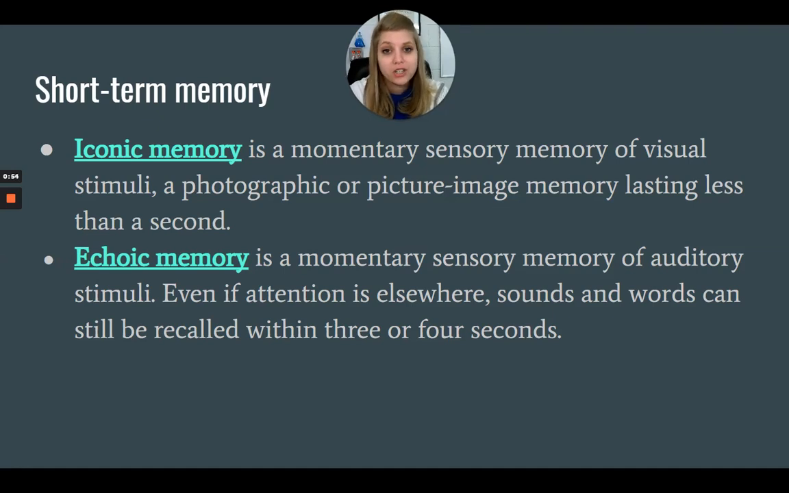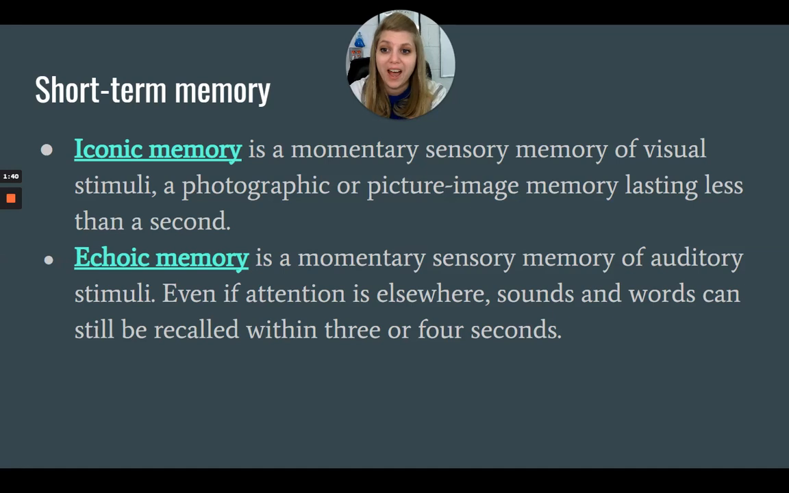So first of all, if we are talking about short-term memory, know that it is literally short-term. Okay, we are talking about a few fleeting seconds. This is momentary pieces of information. Short-term memory really has two major types, what we call iconic memory and echoic memory. Iconic memory is momentary sensory information of a visual stimulus. This is like that flash of something that you would see. That would be iconic memory, a short-term visual piece of information.